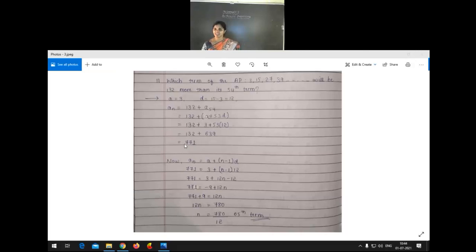Now we got an as 771. So in which place this 771 comes, that is the nth term, we have to find. N we have to work out. Now we have to take the general form: an is equal to a plus n minus 1 into d, that is, 771 is equal to 3 plus n minus 1 into 12.